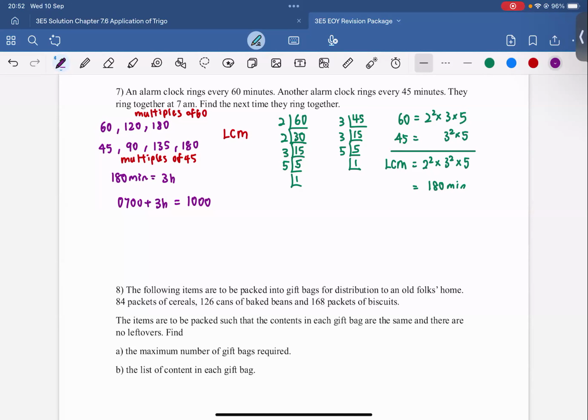Okay, so the recommended method is the green method. The green method is more universal. Any numbers you set, we can also solve. However, the purple method is limited to small numbers only.